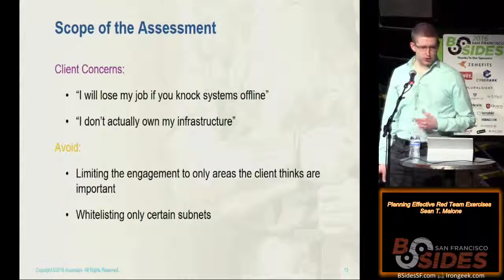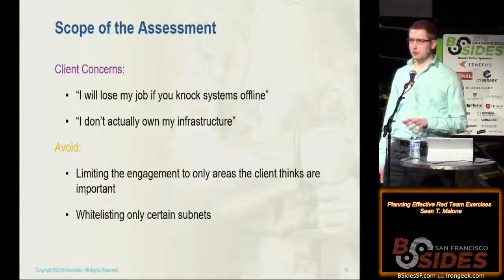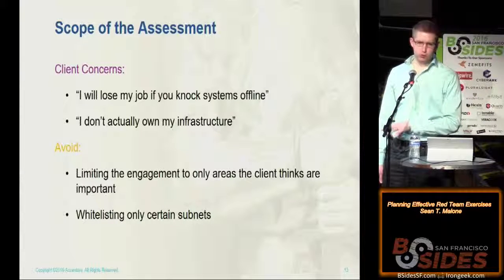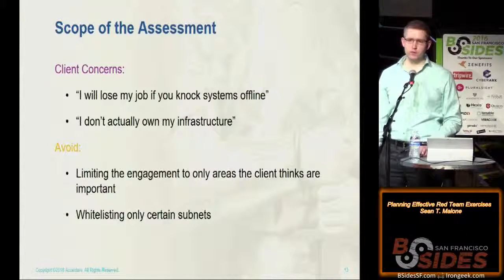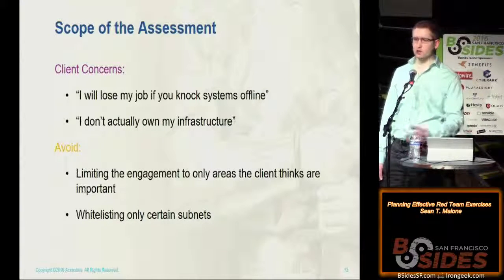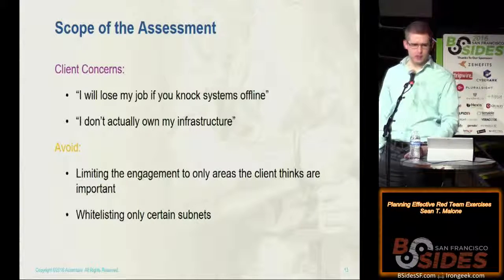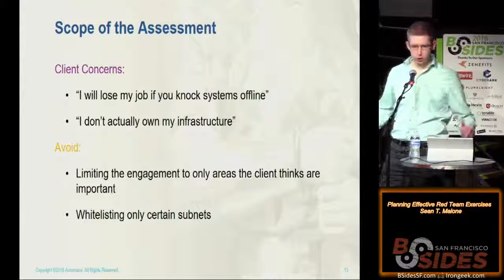The second concern is I don't actually own my infrastructure, and this is becoming more and more common as we see organizations move to cloud-based systems. In some cases, this is easy to address. If you have a client with a portion of their infrastructure hosted in AWS or Azure or any of those similar environments, there's a structured process for getting authorization to attack those systems on behalf of the client. So we can usually go through that process, get the authorization, and include that as part of the global scope of the assessment.